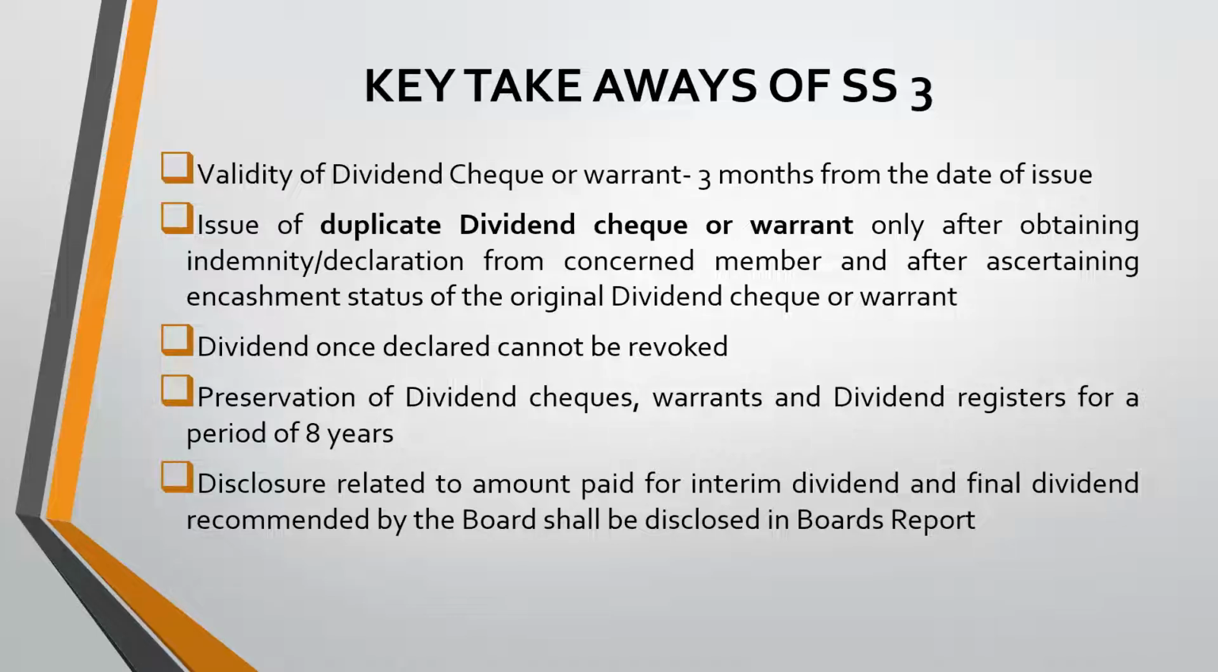Next, I would like to discuss the contents of the dividend check or warrants. What are the things that are written in the dividend check or warrants? Obviously, the name of the shareholder, then the number of shares, the amount, then the folio number, check number, then client ID and DP ID. These are the basic things which are written in dividend warrants or checks.